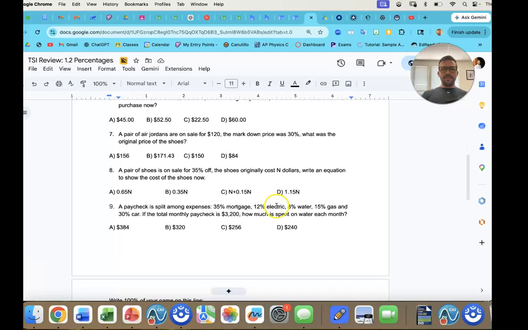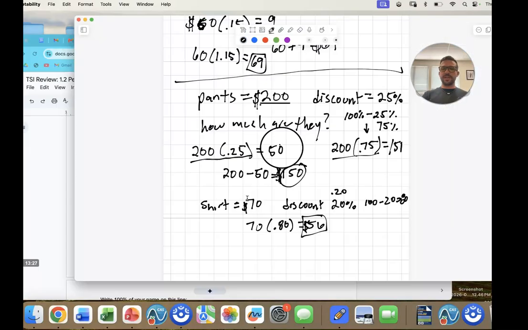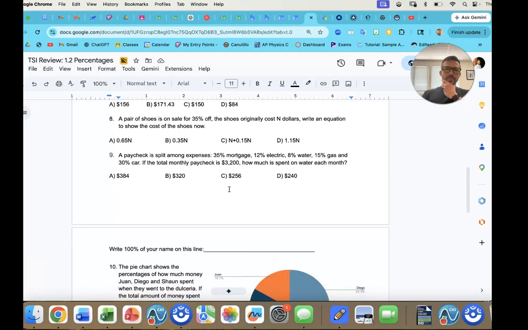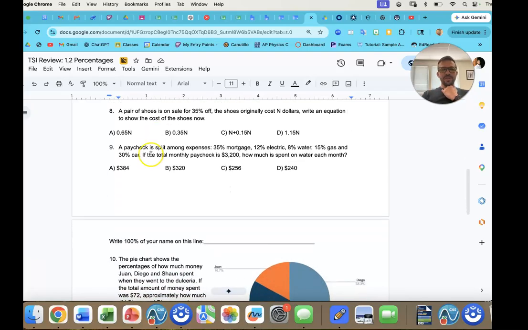What I've seen is they like stuff like this, where they might say a pair of shoes is on sale for 35%, and the original cost is in dollars. Write an equation that shows the cost now. You're going to have to use that same idea we were just messing around with. I don't want to tell you the answer because it's the only one I put on here. Okay, let's go to something else.